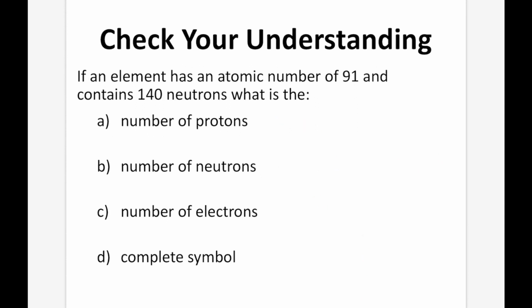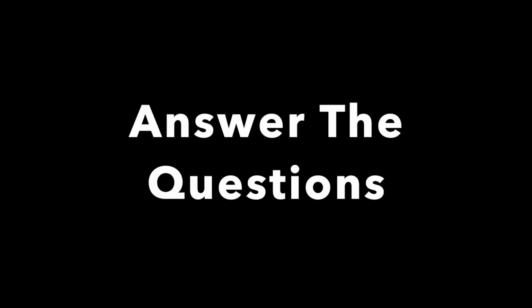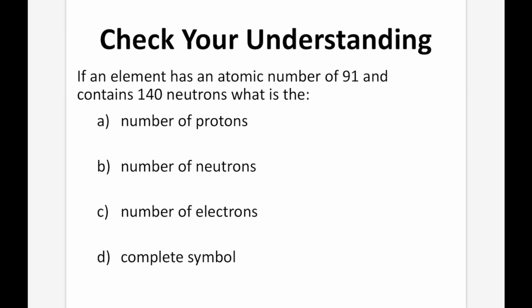Check your understanding. If an element has an atomic number of 91 and contains 140 neutrons, what is the number of protons, number of neutrons, number of electrons, and the complete symbol? So pause the video and answer this question. The number of protons is going to equal the atomic number, which is 91. The number of neutrons we're told is 140. The number of electrons is going to equal the number of protons, which is 91.